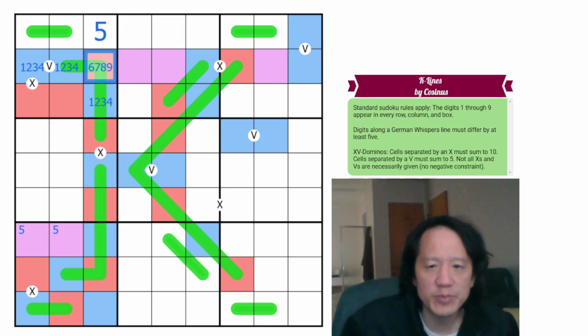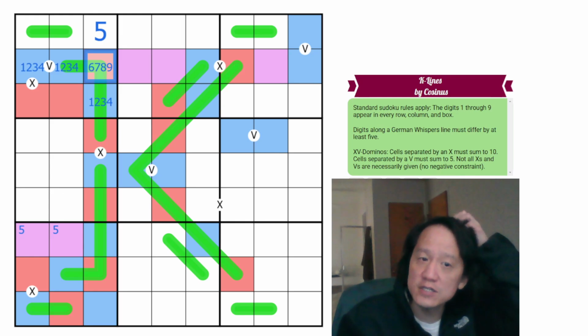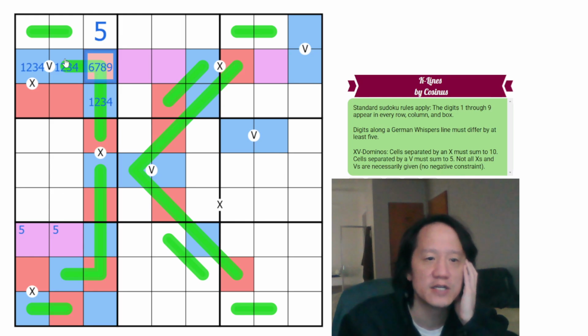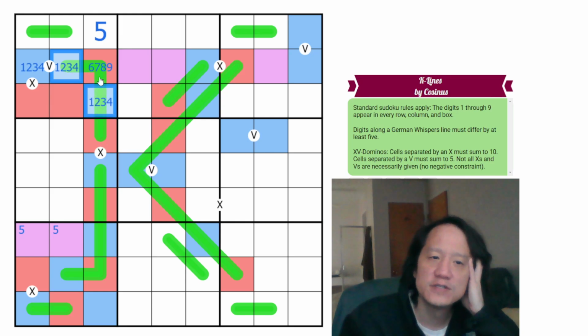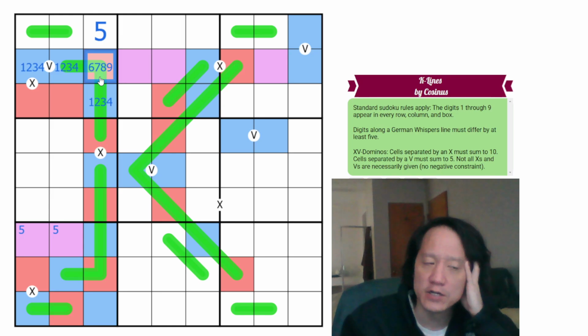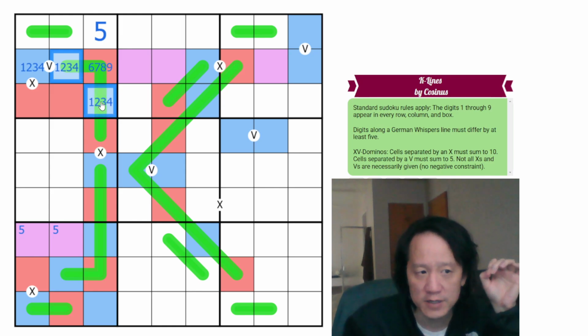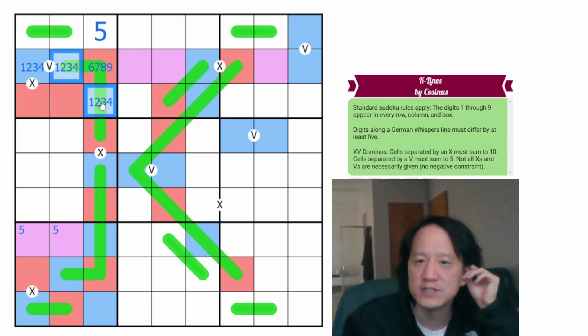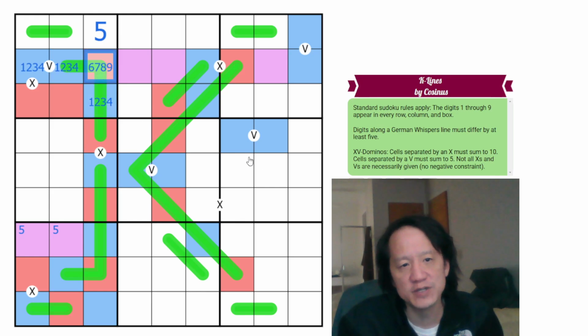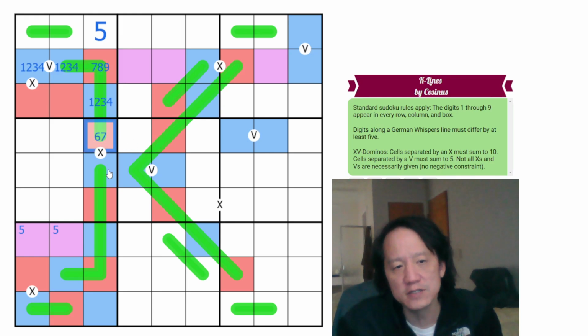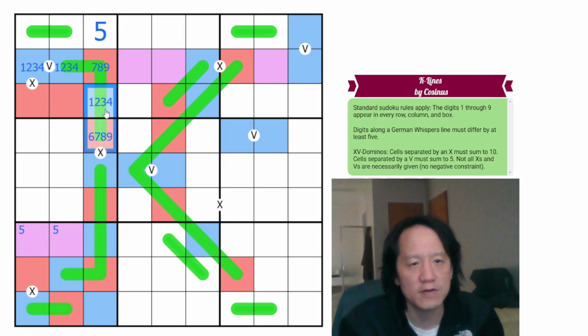Okay, this cannot be 6, because if it were 6, it has to be next to 2 unique digits. Sorry, 6 can only be next to 1 unique digit on a German whisper line, and that would be 1, obviously. The problem is this has to be 2 unique digits because they are in the same Sudoku box. So therefore, they have to be different digits. So this can never be 6. This could be 6 because it's next to a 1 unique digit on the German whisper line.